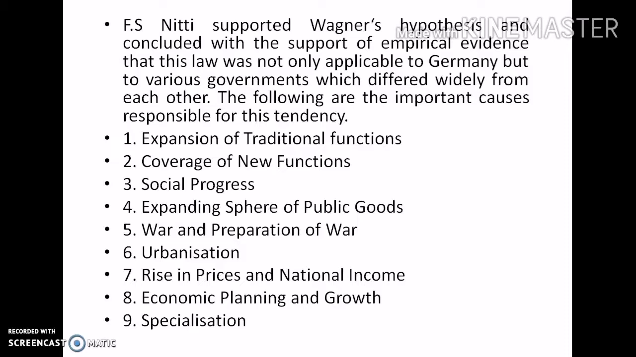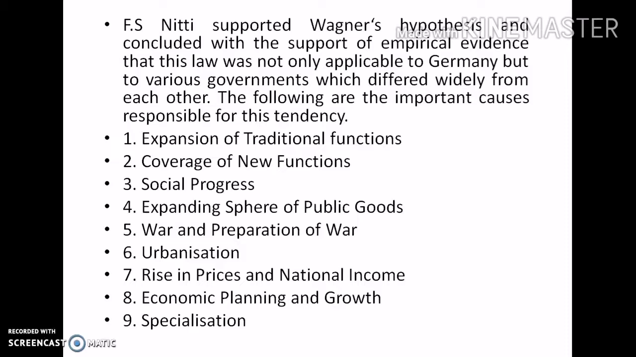Coverage of new functions. The state has been increasing its coverage of various activities. Traditionally, state activities were limited to only defense, justice, law and order, maintenance of state overheads, etc. But with the growing awareness of its responsibilities to society, the government started expanding its activities in the field of various welfare measures to enrich the cultural life of the society.